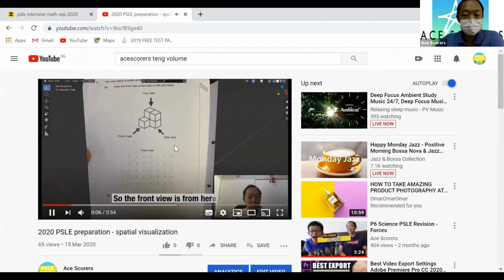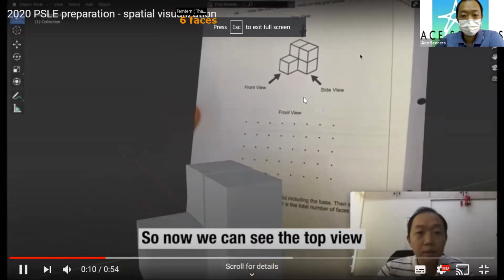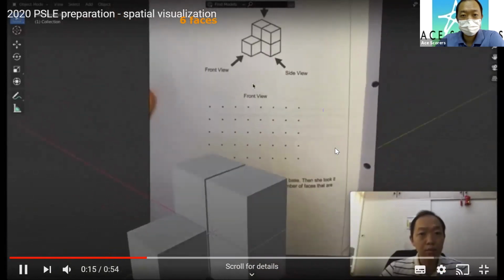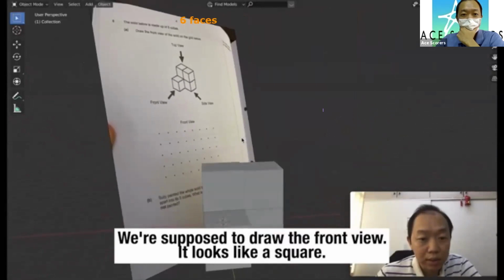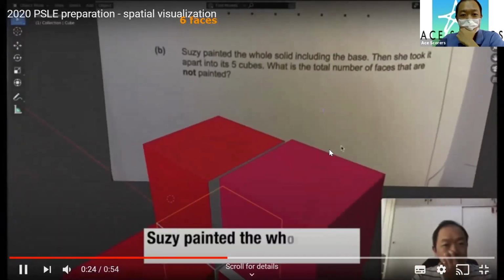See this one? So the front view is from here. Okay, here we go. So you can see this is the question, the top view. We're supposed to draw the front view. So where's the front view? The front view is from this direction. Okay, so this is the front view. It just looks like a.